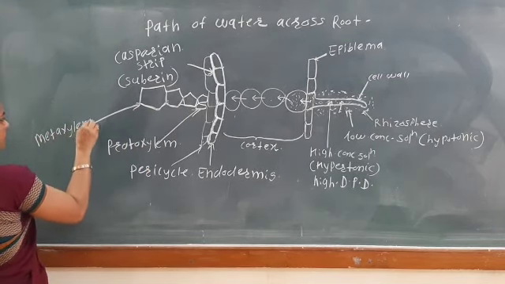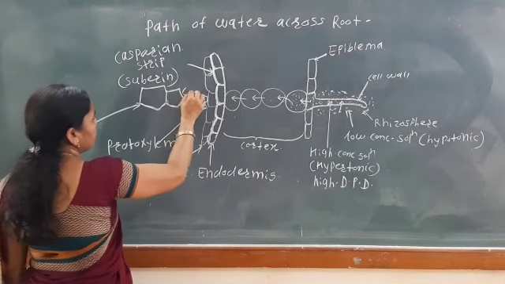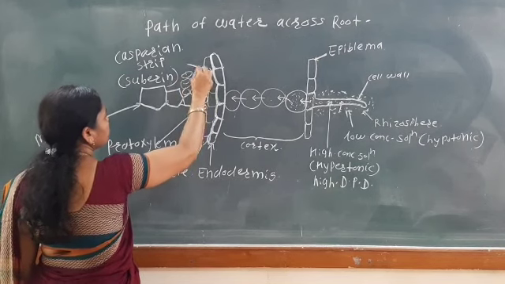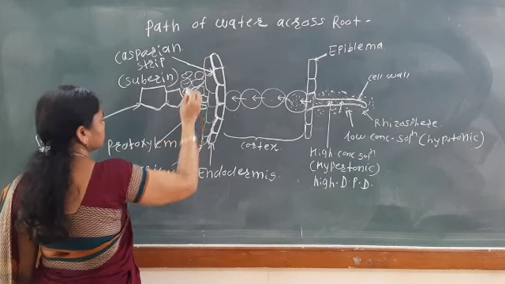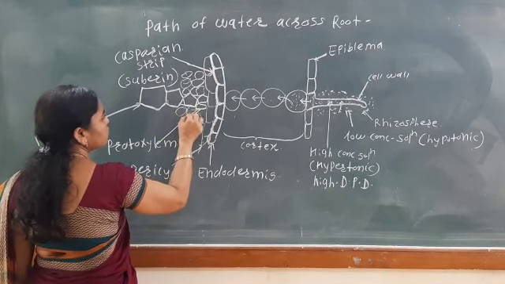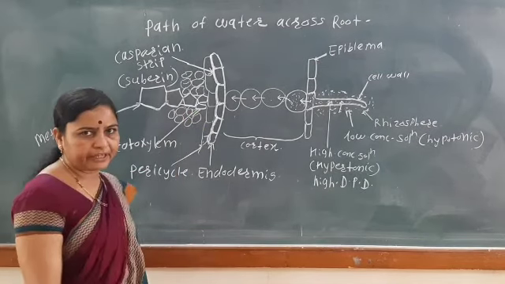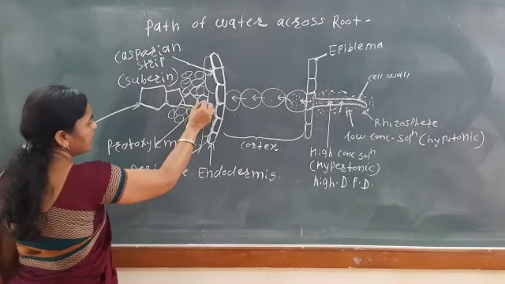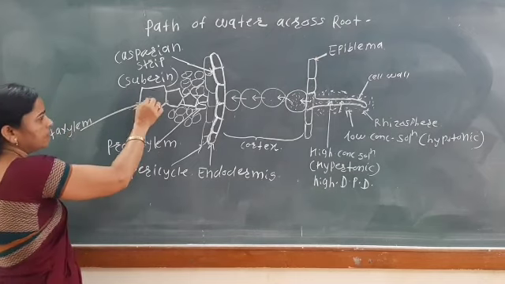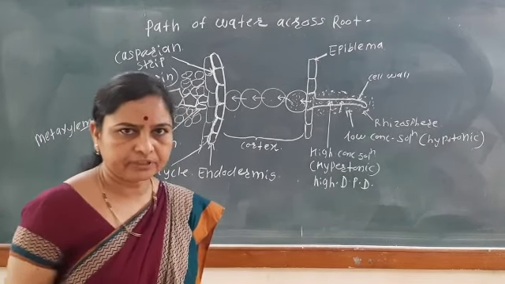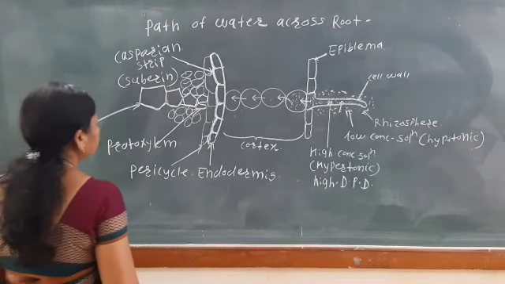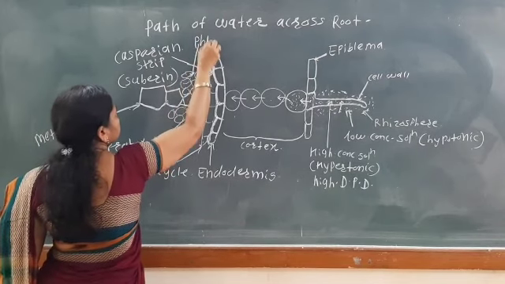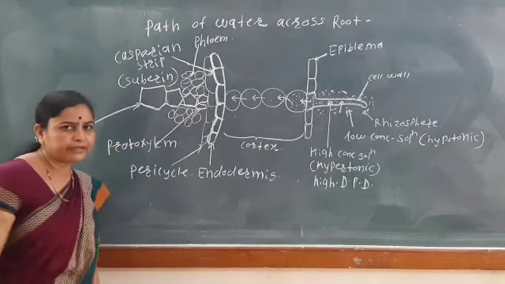And this xylem is surrounded by cells like this. Here are the cells which are the phloem. So xylem is the water conducting tissue, while the phloem is the food conducting tissue. Okay, so in the protoxylem the cells are smaller, while in the metaxylem the cells are larger. And here is the phloem, the food conducting tissue.